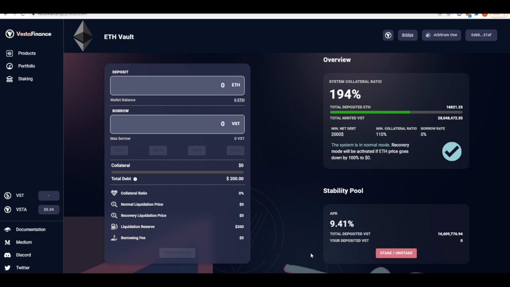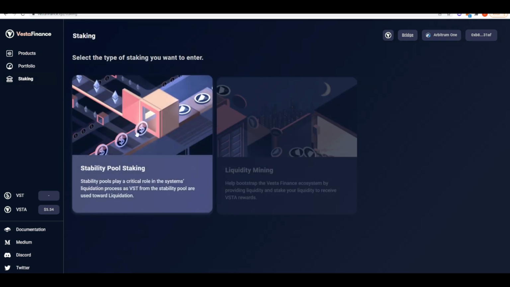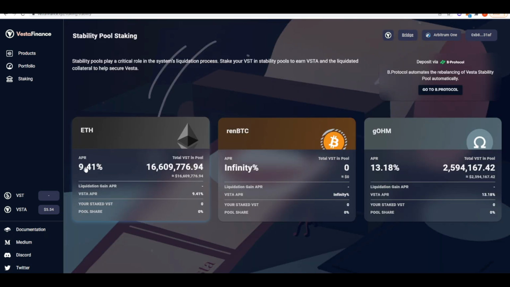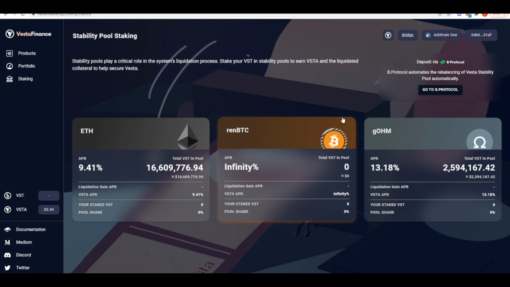We also have a stability pool here, and essentially, if I just go to staking, the stability pool plays a critical role in the system's liquidation process, as VST from the stability pool is used towards liquidation. Currently right now, if you deposit the VST stablecoin into the ETH pool, you're getting a 9.41% APR. This renBTC one is not correct. For whatever reason, it says infinity, but you're definitely not getting an infinity APR for depositing VST. But in the GOHM one, you're getting a 13.18% APR, so you're definitely getting higher gains there.